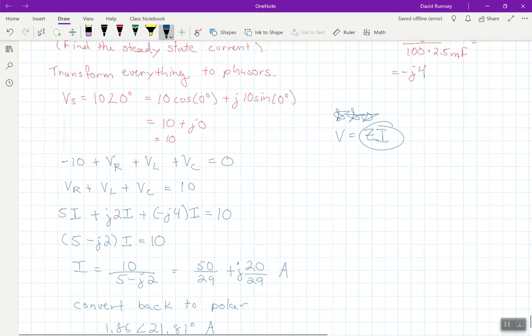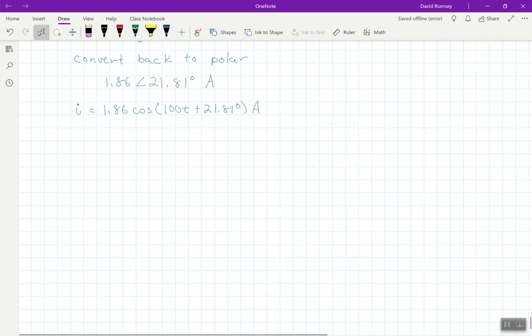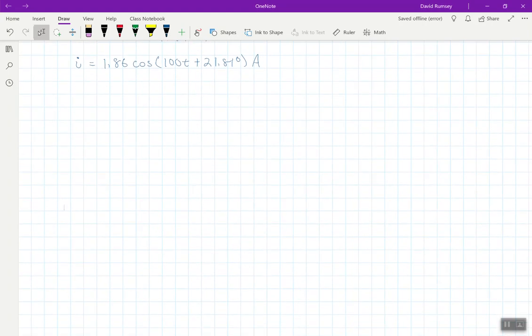So let's look at another example here. Let's look at this one here. Not plus minus there, because I want this to actually be a current source this time.